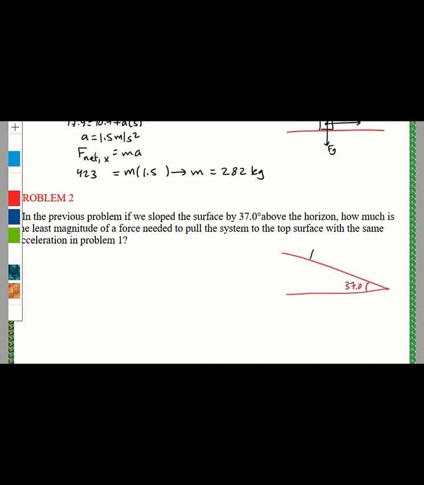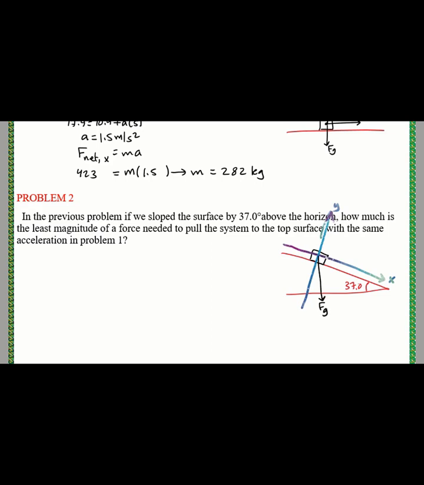Now put the object on the surface, x-axis parallel to the surface, y-axis normal to the surface. The gravity is toward the center of the earth. This angle is 37, and we can make a resolution for the gravity: Fgx and Fgy. We have here a normal force.